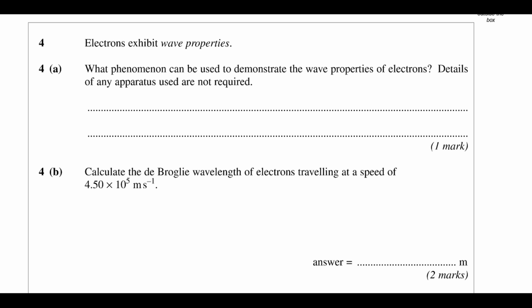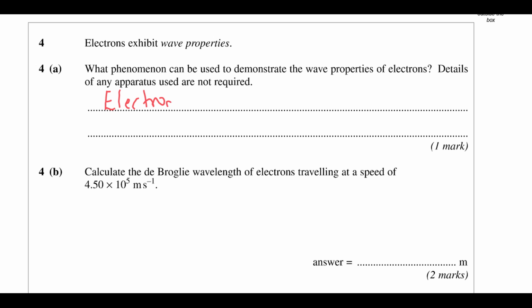All right, so this one says electrons exhibit wave-like properties. So the previous question, we looked at the particle model of light. Now we look at the wave model of particles. So what phenomenon can be used to demonstrate the wave properties of electrons? We don't need any details. So essentially, this is just looking for a very simple answer, and that's electron diffraction.